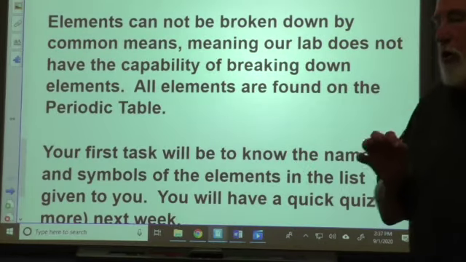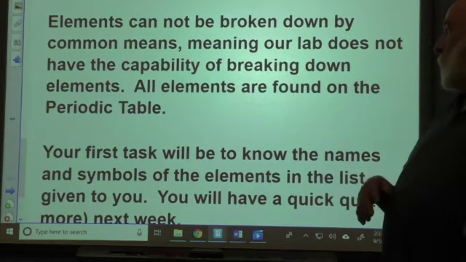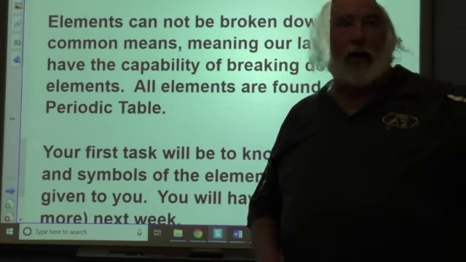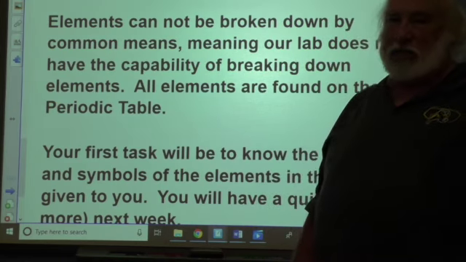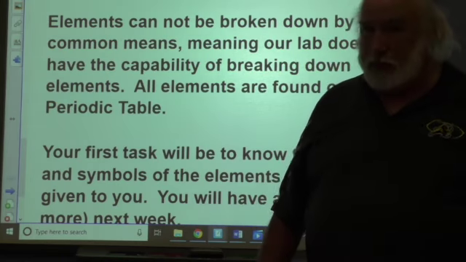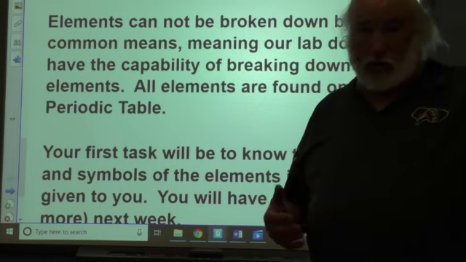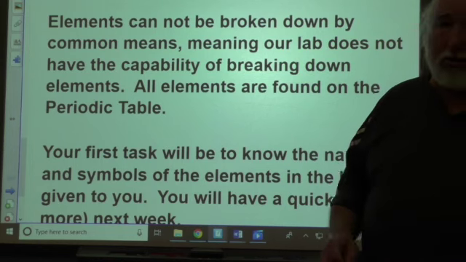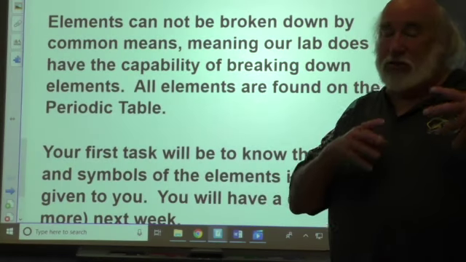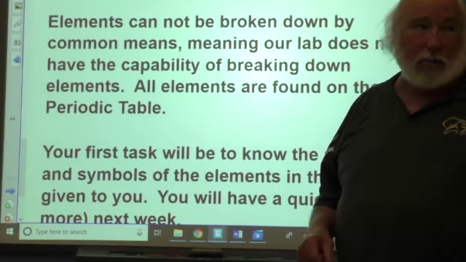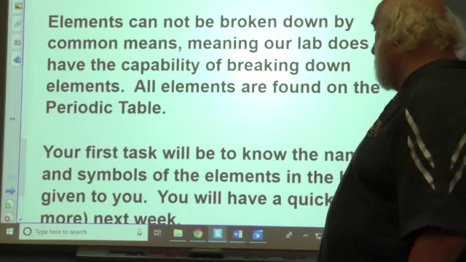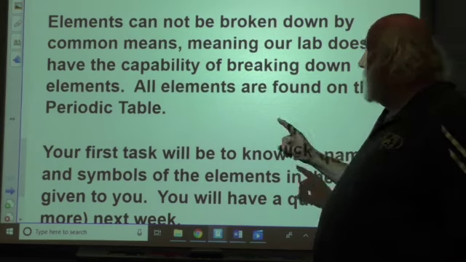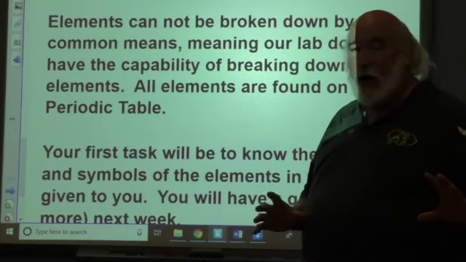So, elements cannot be broken down by traditional means. And what I mean by traditional or common means is that we can't go to the lab and I say, okay, here's an iron atom, split it. Not possible. Not with our equipment. I mean, it is possible to do it with some equipment, but it takes millions of dollars worth of machines doing this stuff, and I'm lucky if I can get a $5 machine in there. So we're not going to be able to do that. But all elements are found in the periodic table. There's no exception.